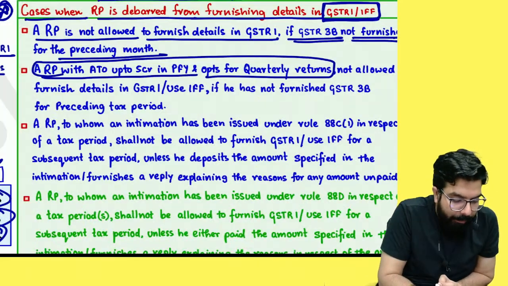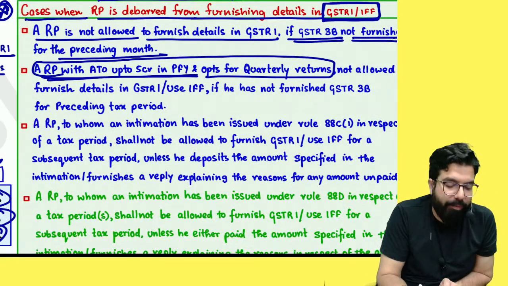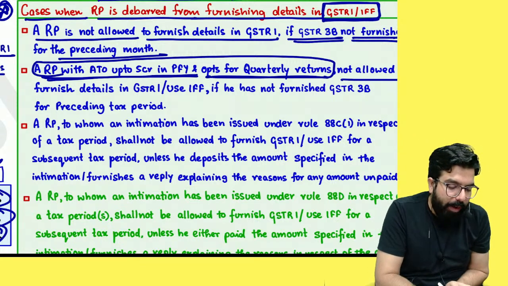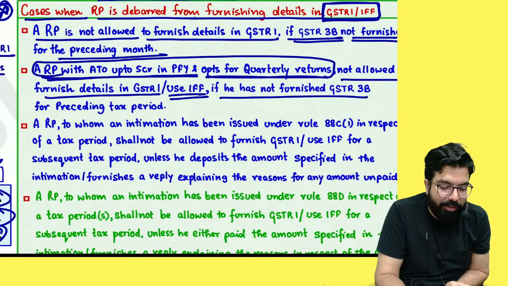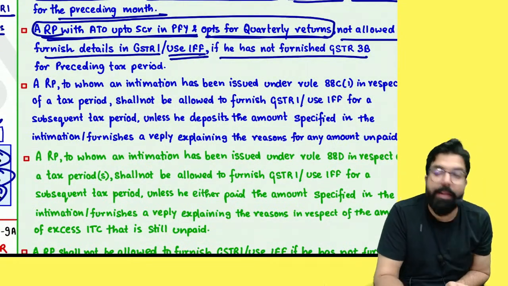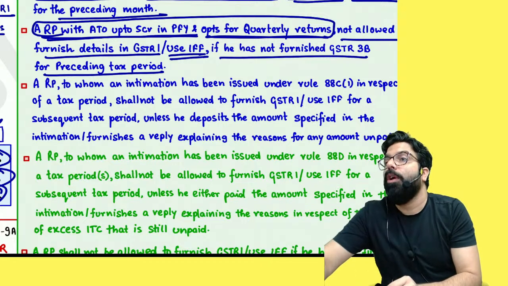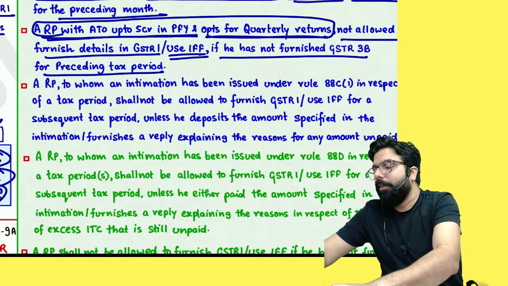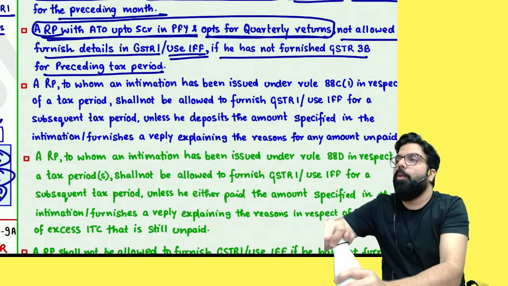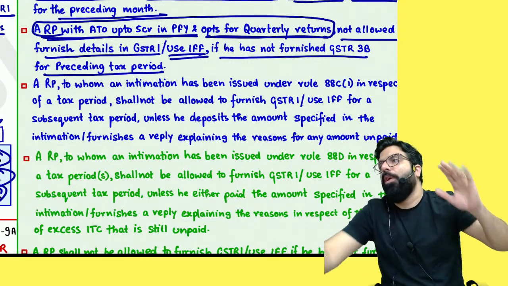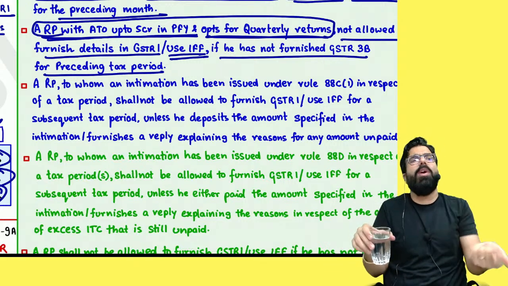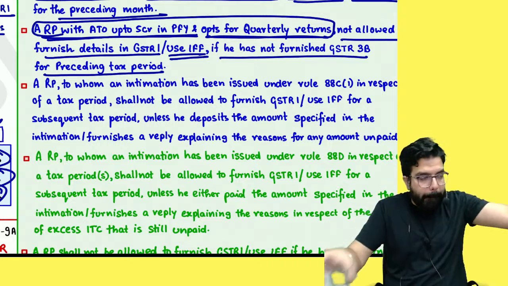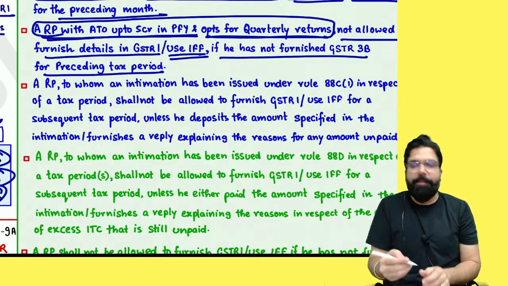See over here, a registered person with aggregate turnover up to 5 crore and who has opted for which scheme? Quarterly return. He is not allowed to furnish GSTR 1 or use IFF if he has not furnished GSTR 3B for the preceding tax period, means preceding quarter. If you did not file your GSTR 3B, next GSTR 1 and IFF also not allowed. If I am not allowed IFF or GSTR 1, what is the problem? My buyers will not get the credit.